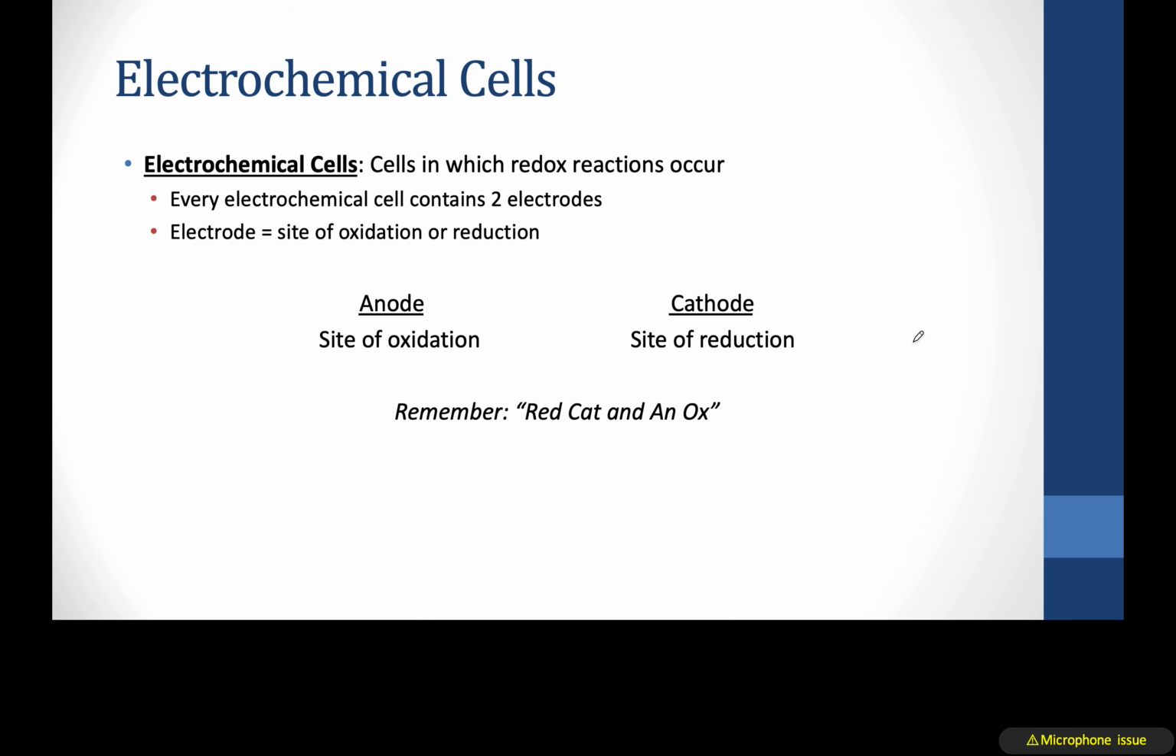Red cat and an ox. Reduction, cathode, anode, oxidation. So picture this, right? Something that psychology tells us: visual images are very easy to remember. So if you literally right now close your eyes and picture a red cat, like a bright red cat, sitting on top of an ox.